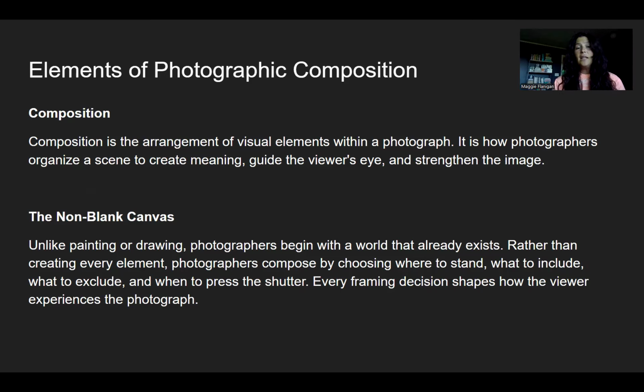This brings us into the elements of photographic composition, and this is where you're going to start your own work today in this class, this digital class. So the things we're talking about are composition, which is just the arrangement of visual elements within a photograph. It's how photographers organize a scene to create meaning, guide the viewer's eyes, and strengthen the image.